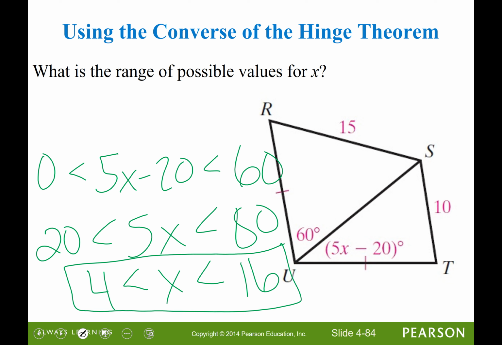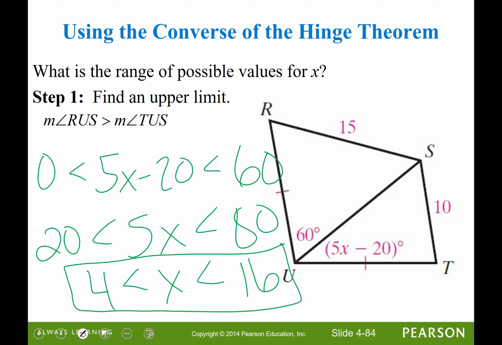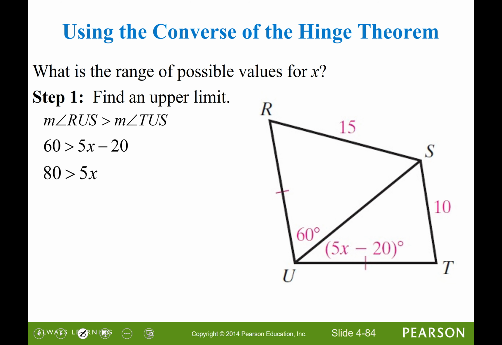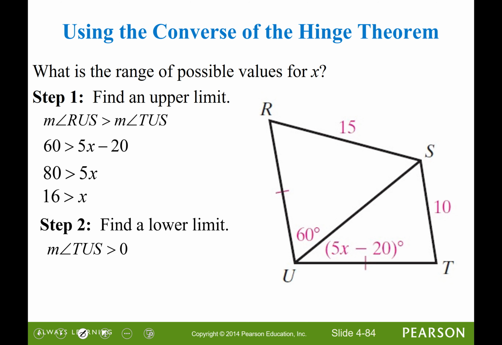And it can't be 4 because that would make the angle 0. And it can't be 16 because that would make the angle 60. So it's got to be between the two, which is why we don't have the less than or equal to symbol there. So here's another way to write the steps out, focusing on the upper limit first, which is 60, and then focusing on the lower limit, which is the 0. So instead of just doing it in one inequality, it's done there in 2. Same result, x has to be greater than 4 and less than 16.